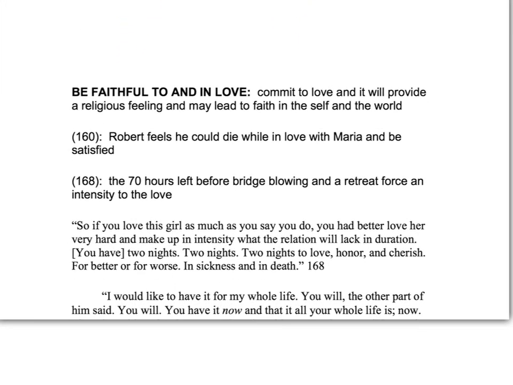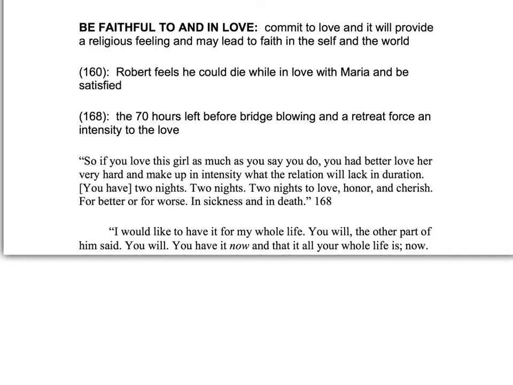Now, being faithful to and in love, the most prominent code principle in this novel. It's a commitment to love that will provide a religious feeling and may lead to faith in self and the world, and clearly it does in this novel. On 160, Robert feels he could die while in love with Maria and be satisfied. The 70 hours left before blowing the bridge and a retreat force an intensity to their love. And it's classic Hemingway; the context of Catherine Barkley and Frederic Henry in A Farewell to Arms adds an intensity to their love that didn't last that long, but he's glad he committed himself to it. There's an intensity to love between Maria and Robert Jordan.